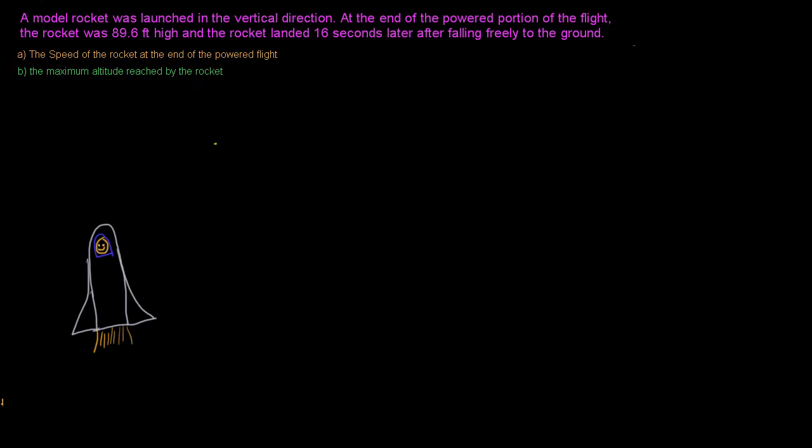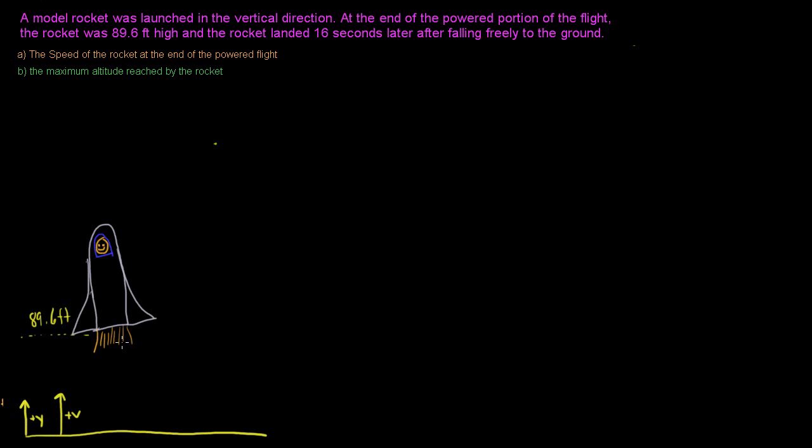The first thing we should do is draw a picture of what we know for this problem. And for us, we have a ground. The rocket is launched from the ground during a powered portion of the flight and makes it to 89.6 feet. We are also going to say that the positive y direction is up, and our positive velocity is also in the same direction as our positive y.